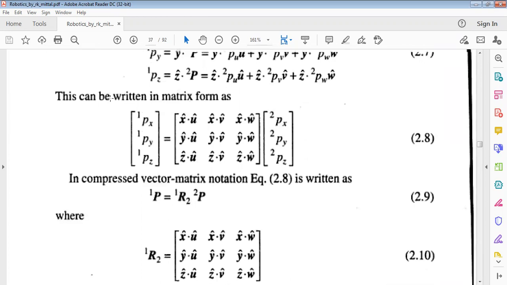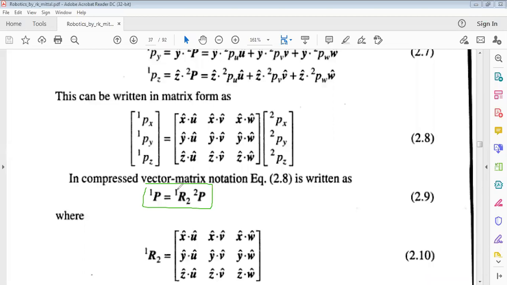Here it is the general formula: 1P is equal to 1R2 times 2P. So the point P in frame 2 is transformed into frame 1, that is, the second frame with respect to frame 1. Okay, 1P is equal to 1R2 2P.